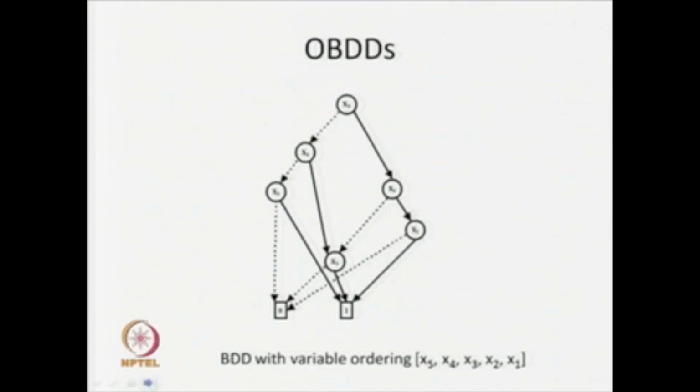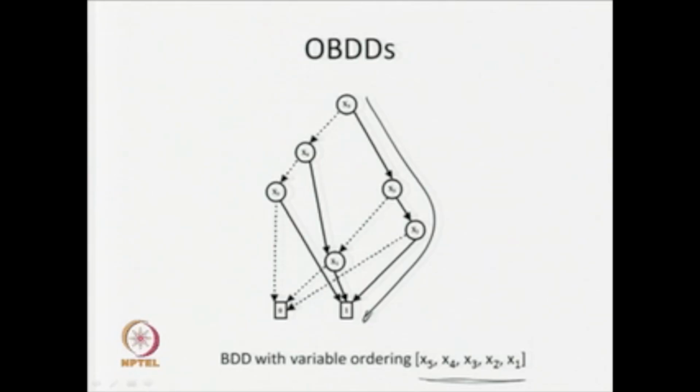Similarly, this is another ordered binary decision diagram, and in this particular case, we are following this particular ordering, say x5, x4, x3, x2, x1. That means, when you look at any evaluation path, the variables must occur in this particular ordering. That means, x5 will come first, then x3, then x2, then it is coming to the terminal node 1. So, it will follow this particular order.